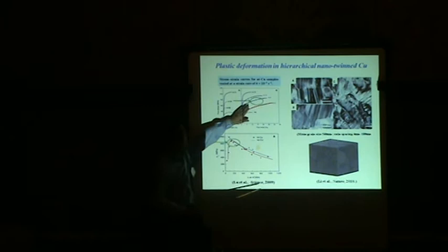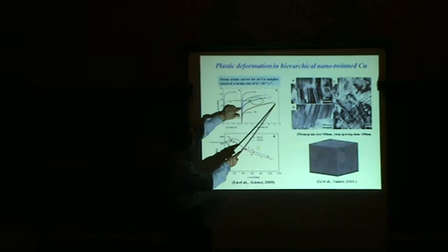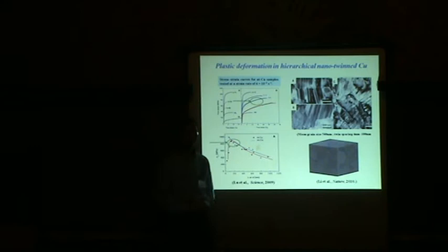In this range, in this regime, you see here the material, as you further reduce the twin spacing from 15, 10, 8, 4, the material loses some strength, but ductility increases. And it gains work hardening. The work hardening is a very interesting problem because that means the material is very stable. It is independent of the strain rate.